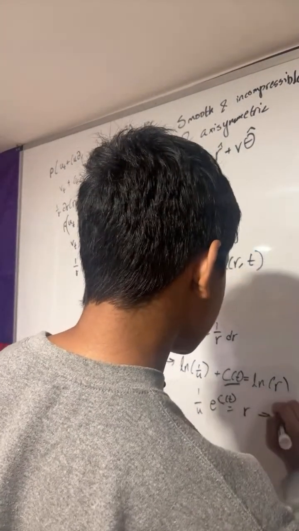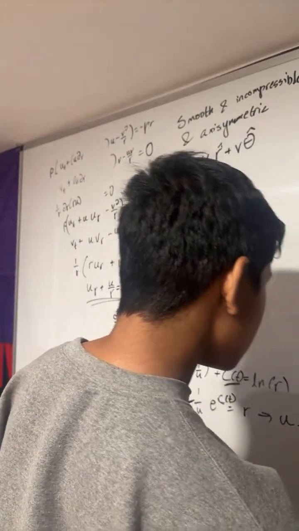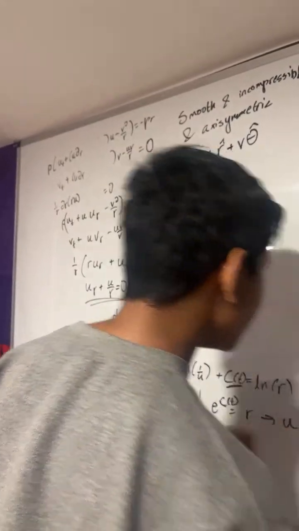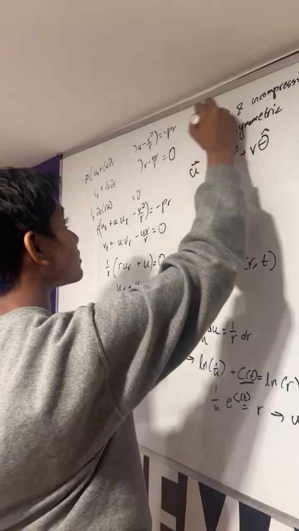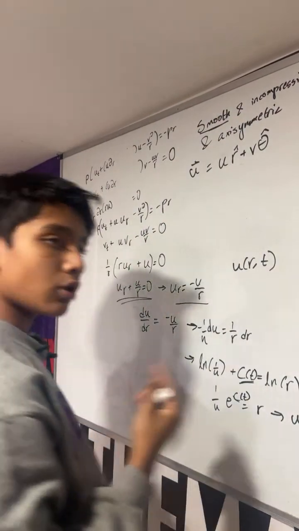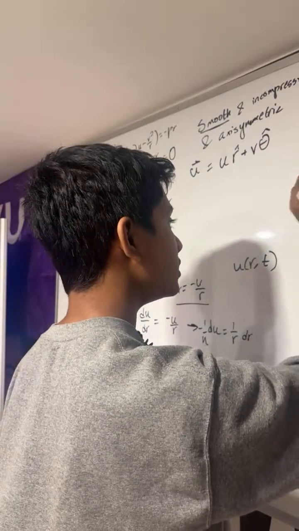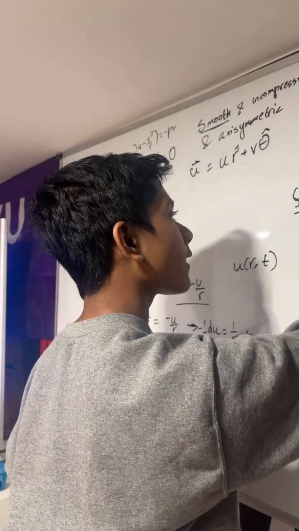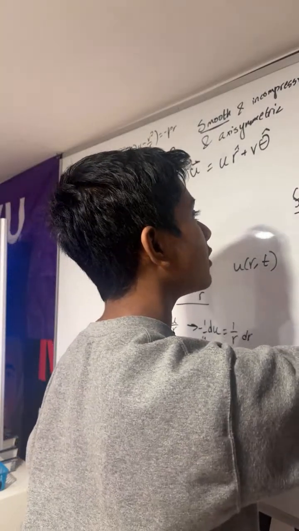Hence, taking the reciprocal, this is essentially u is equal to 1 over r multiplied by some function of t, f of t. However, you have to realize that we want something smooth. And you'll also realize that f of t over r is not going to be smooth at r equals 0.